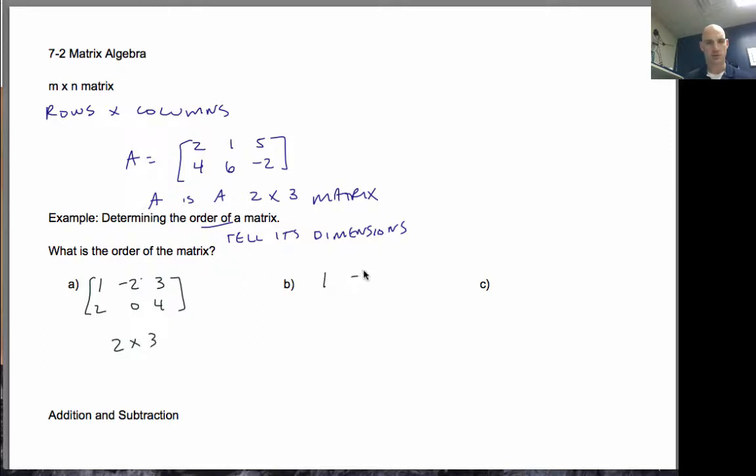So for the next one, 1, -1, 0, 14, 2, -1, and then 3, 62. This one would be 4 rows by 2 columns, 4 by 2. Okay, so you get the idea of that, counting the rows and the columns.